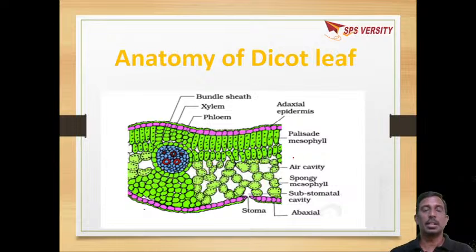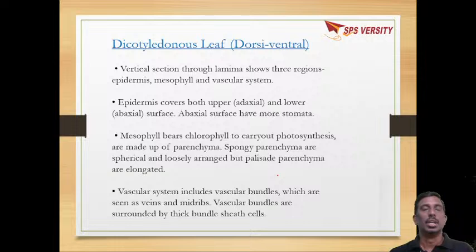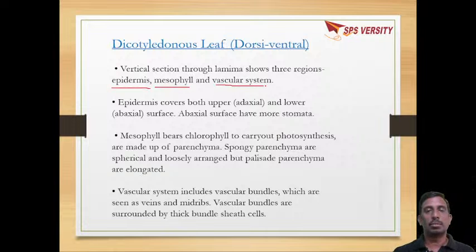Next हमें आ रहे dicot leaf. आप क्या देख रहे dicot leaf? This is upper epidermis adaxial, this is lower epidermis abaxial. Mesophyll, और mesophyll के अंदर vascular bundles. Okay. A dicotyledonous leaf को क्या बोलते हैं कि dorsiventral leaf. इसमें 3 parts रहता. Epidermis, mesophyll, vascular system.